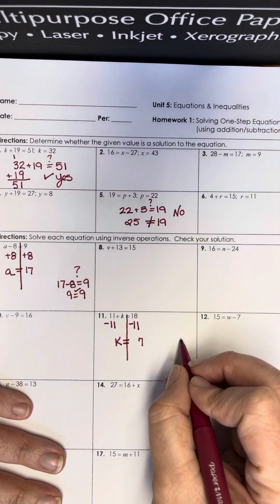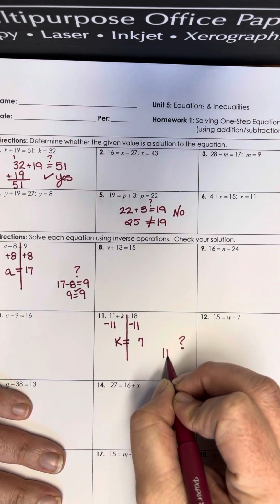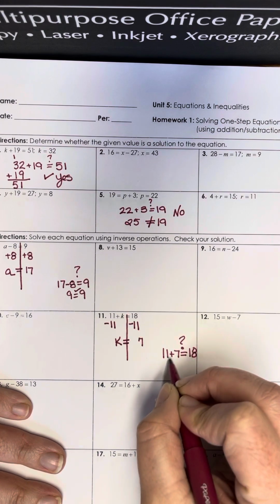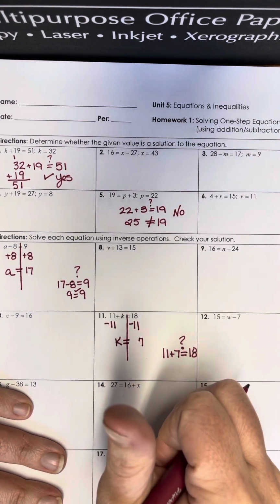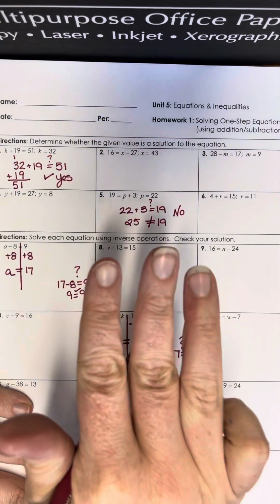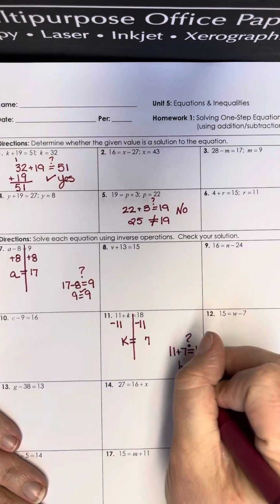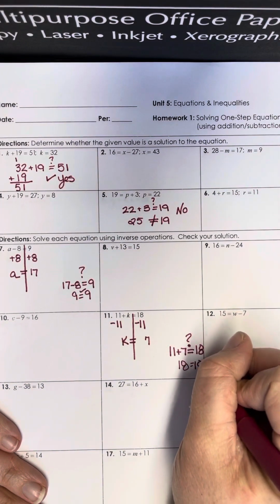So we go over to our check. 11 plus 7. Does that equal 18? And so if you count again, 12, 13, 14, 15, 16, 17, 18, it does work. So 18 is equal to 18.